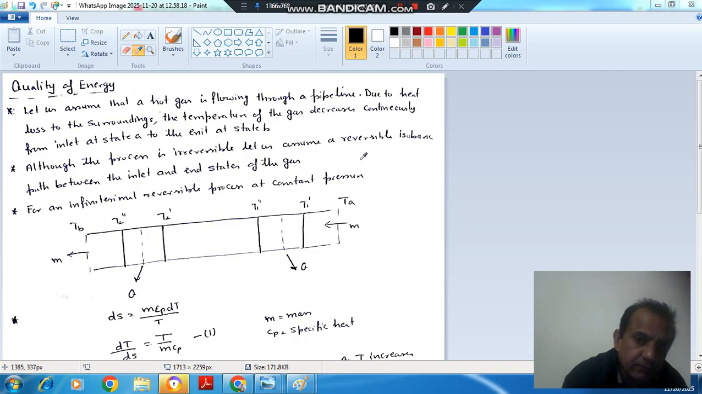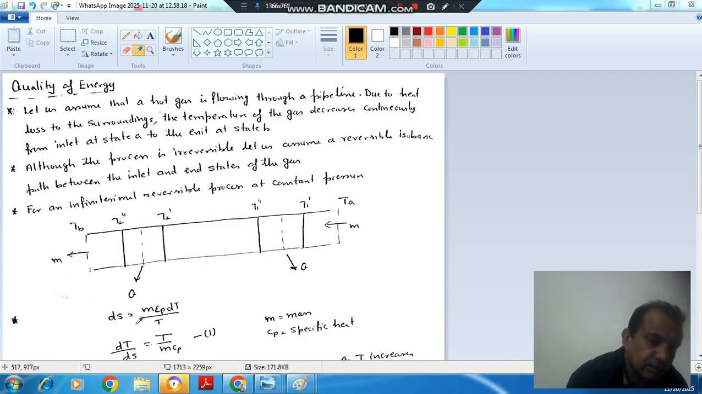To understand this topic, we'll consider a gas of mass m, specific heat Cp, entering the pipe at temperature Ta and exiting the pipe at Tb. It is losing heat continuously as it flows through the pipe. Suppose at any infinitesimal section the temperature drop is dT and the average temperature is T, then the heat lost would be m Cp dT, or in terms of a small change in entropy, it is T dS.